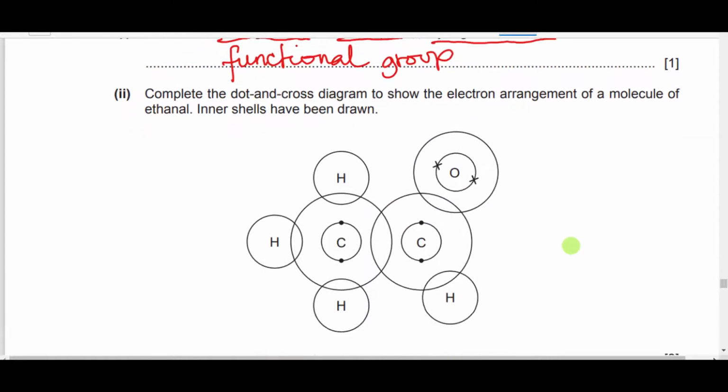Good. Now the next question says complete the dot and cross diagram to show the electron arrangement of a molecule of ethanol. Inner shells have been drawn. Fine. So now you are asked to use a cross and dot diagram. First off, they've given us only two: for oxygen, cross, and carbon, dot. So for hydrogen you have to choose something. Let's use a square box, right?